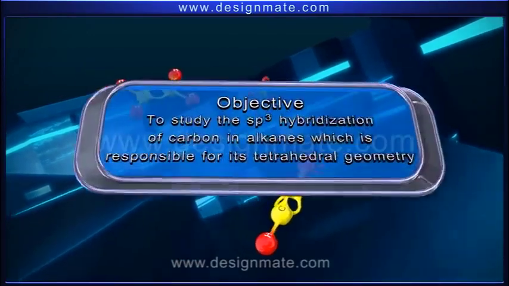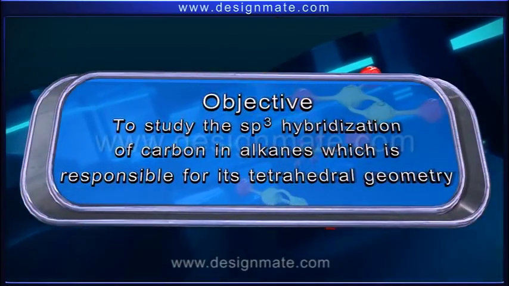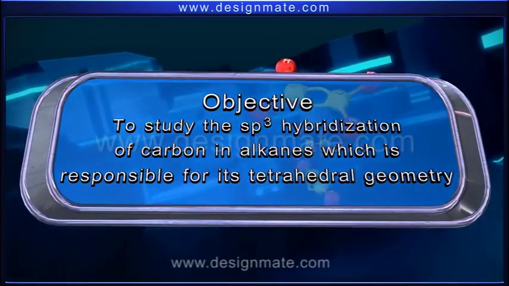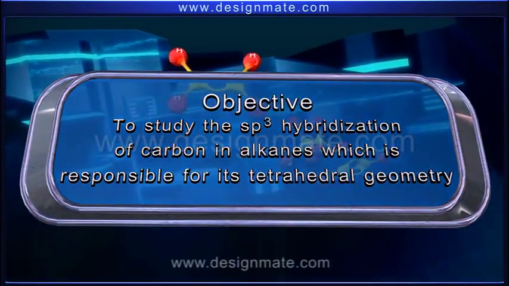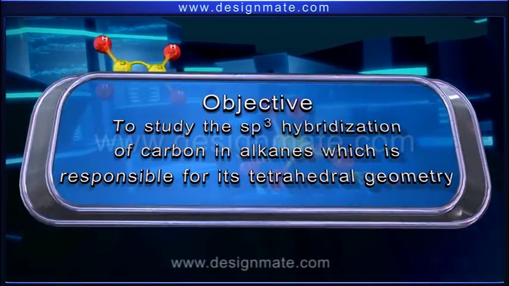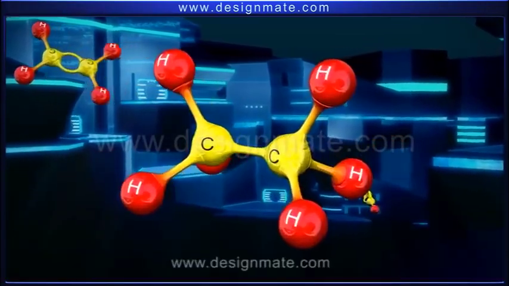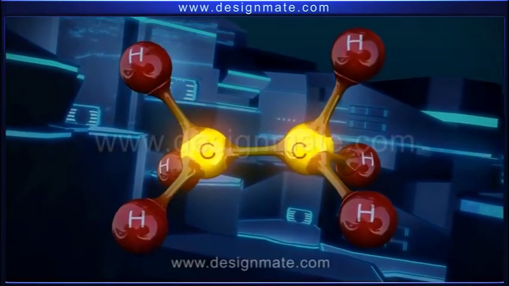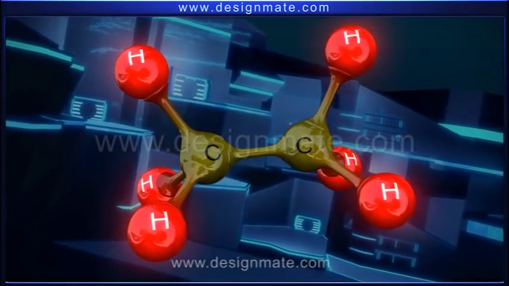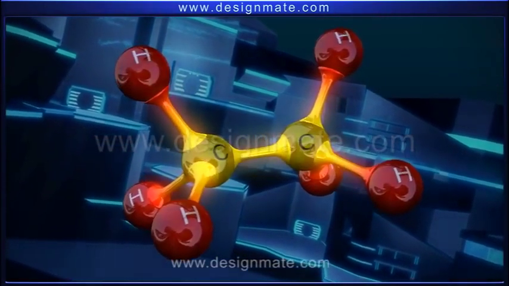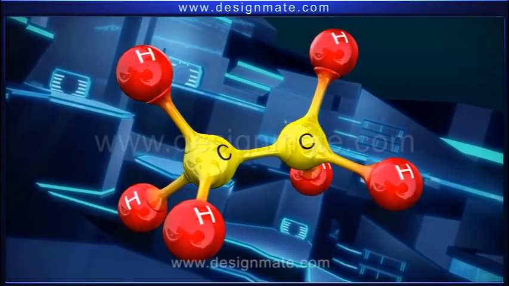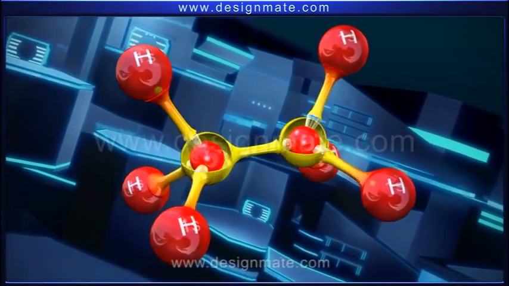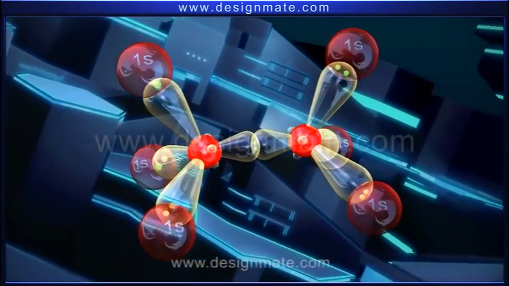In this topic, we will study the sp3 hybridization of carbon in alkanes and how it is responsible for its tetrahedral geometry. We will explain it by taking ethane again as an example. There are 2 carbon atoms and 6 hydrogen atoms joined by single bonds in this molecule. The orbital picture of ethane looks like this.